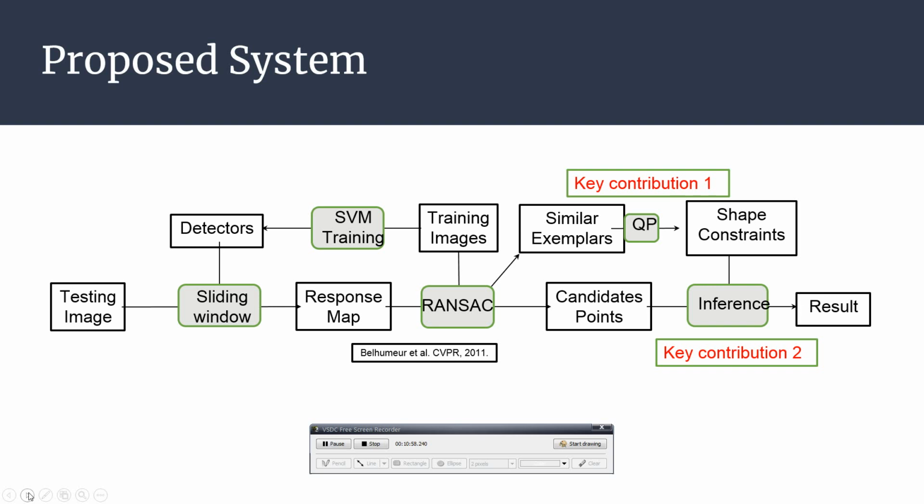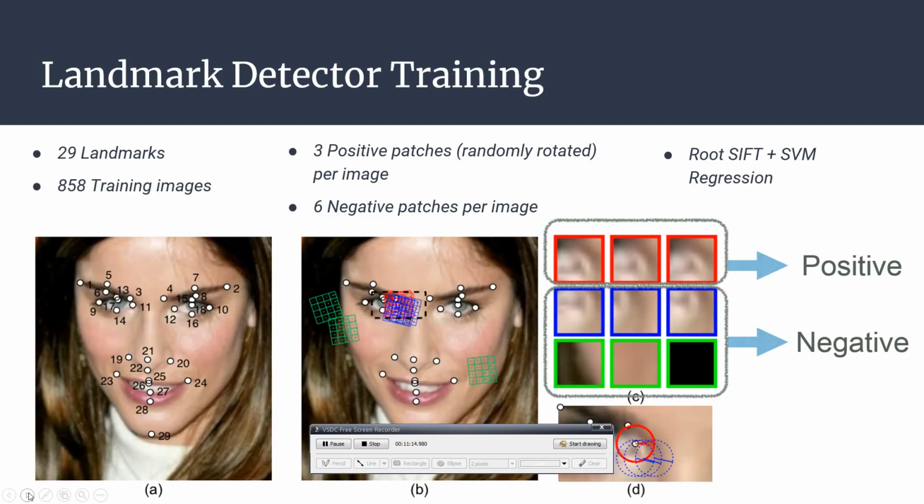Usually, the top 5 peak points are chosen from the response map. Next, using exemplars produced by the RANSAC algorithm, a quadratic programming problem is solved to obtain a shape constraint in an adaptive method for the test face. This makes the system more robust to variations in pose and other problems that we mentioned before. Finally, the matching problem is approached by combining the candidate positions and the learned shape constraints, and the optimal landmark positions are chosen.